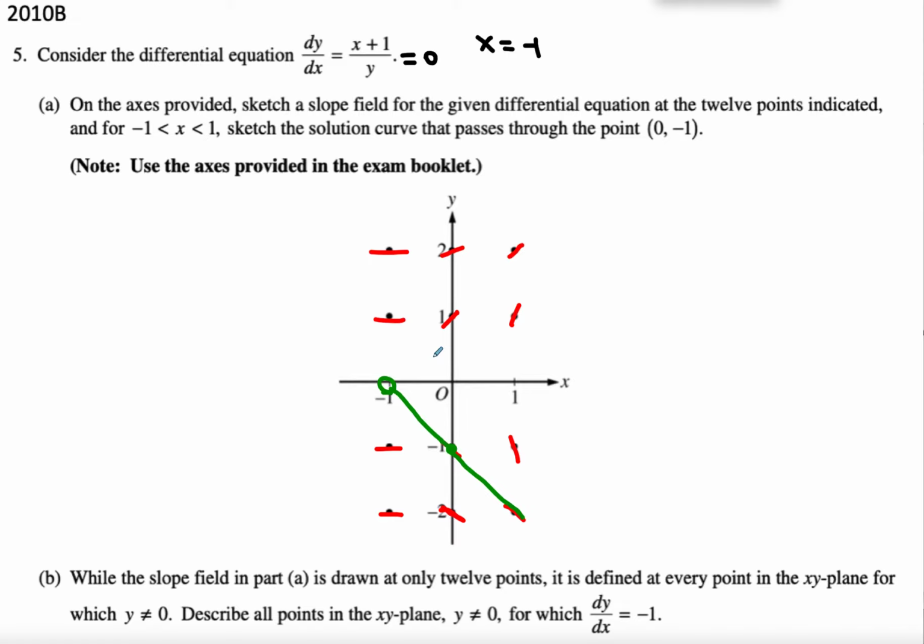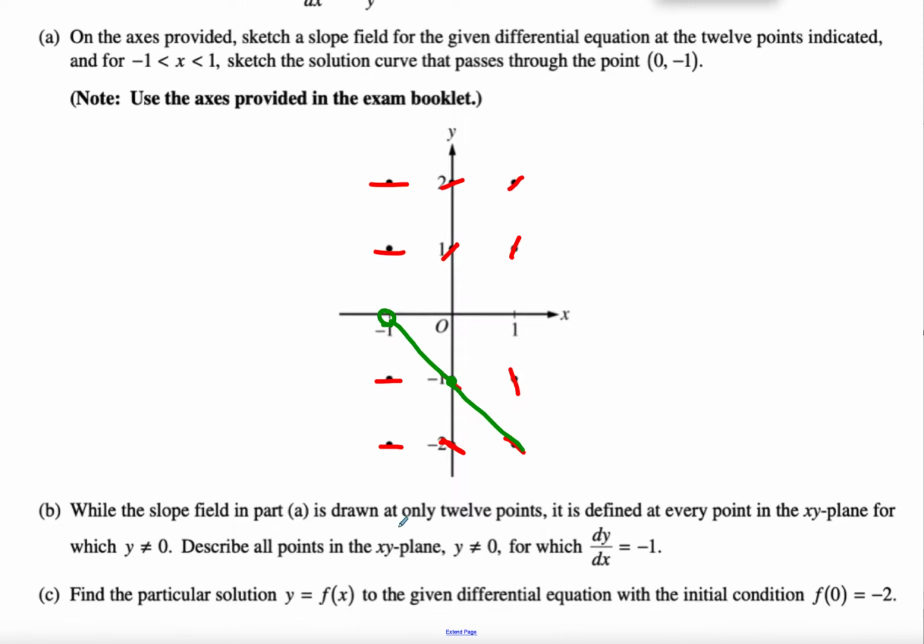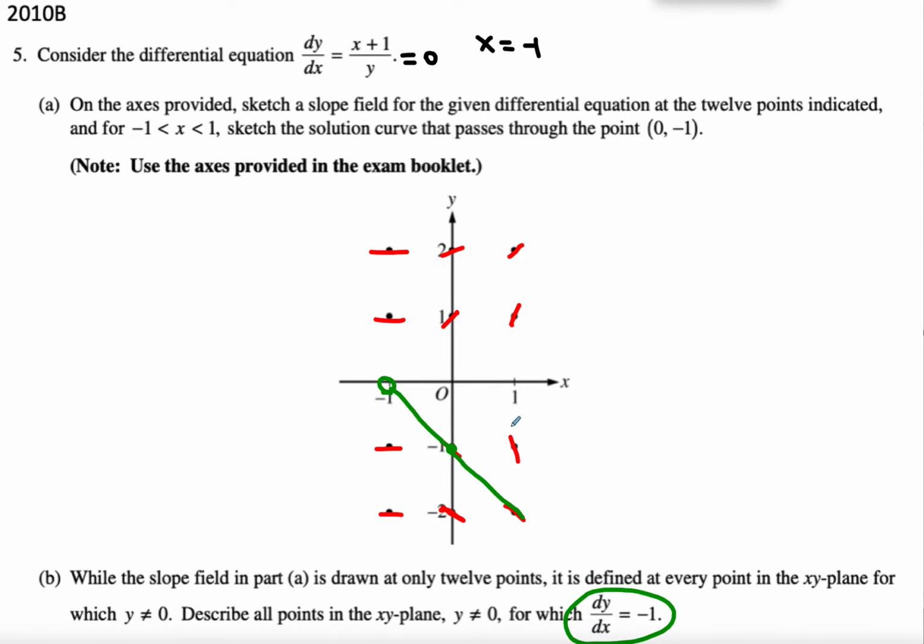Let's look at part B. While the slope field in part A is drawn only at 12 points, it is defined for every point in the xy plane where y is not equal to 0. Describe all points in the plane where slope is equal to -1. So what does that mean? Slope has to be equal to -1. So for part B, I'm going to say -1 is equal to x plus 1 over y. Then you get to realize that y will be equal to x plus 1 over -1, which becomes y equals -x minus 1.